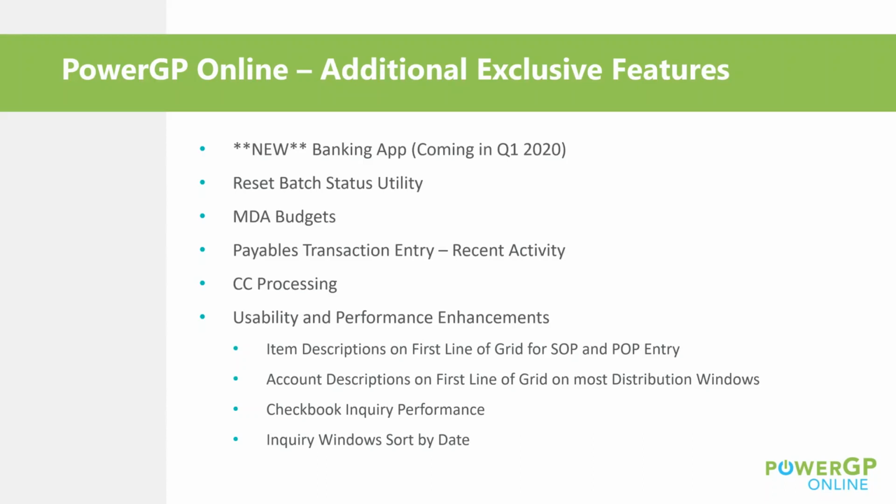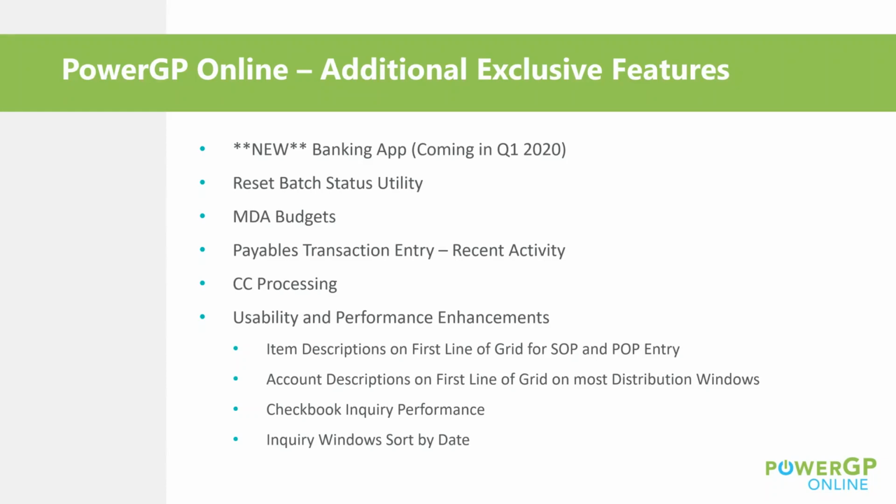Which just makes things a little bit easier. And we've done the same thing with account descriptions. They were always on the second line of a distribution window. So any of the distribution windows in the system, that account description is now next to the account number. Makes it way easier for people to make sure they're on the right account.